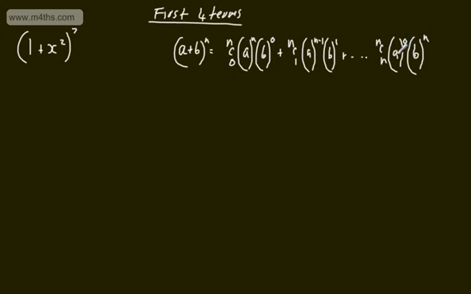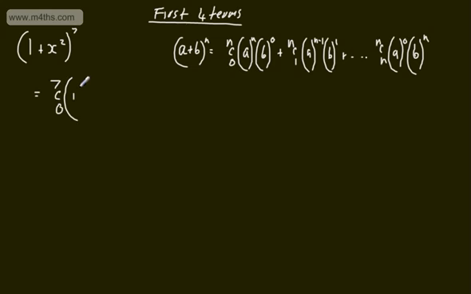Again, you don't have to write a to the 0, you can just leave it as b to the n. So what we're going to do is use now the nCr method. So what we're going to have is the first term, and I'll just write it out here. We only want now the first 4 terms.